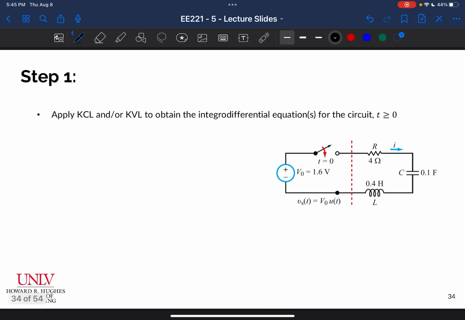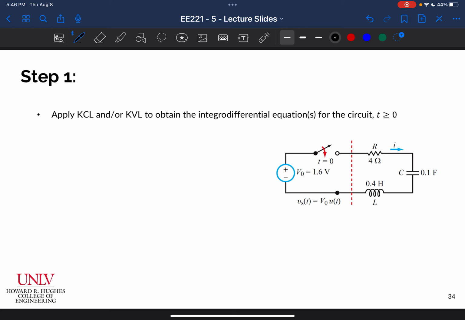In this video, we're going to talk about step 1. So let's take a look at this circuit. Step 1 is basically applying KVL and KCL to obtain what they call an integro differential equation. That means it is an equation that has derivatives and integrals in it, and we're going to see that for this circuit for time t greater than or equal to 0.